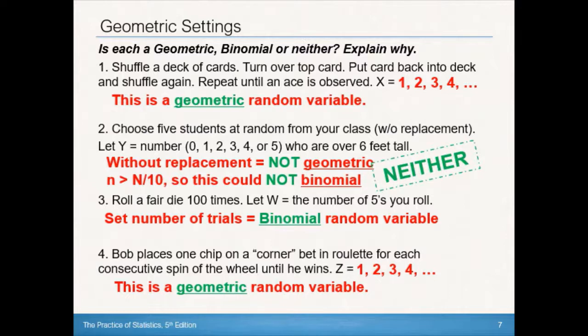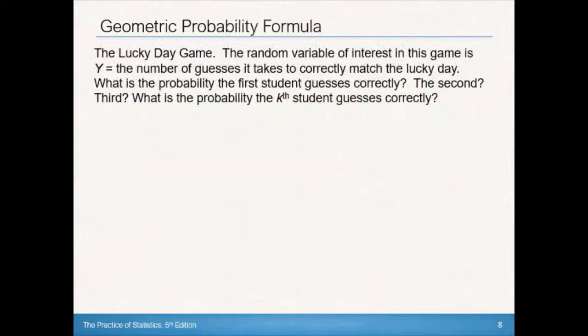So all 4 situations are satisfied here. All right, so the geometric probability formula, lucky day game. Let's revisit that lucky day game for a minute. The random variable of interest in this game, y, is the number of guesses it takes to correctly match the day of the week. What's the probability the first student guesses correctly? The second and the third? We're going to use that to develop our formula here.